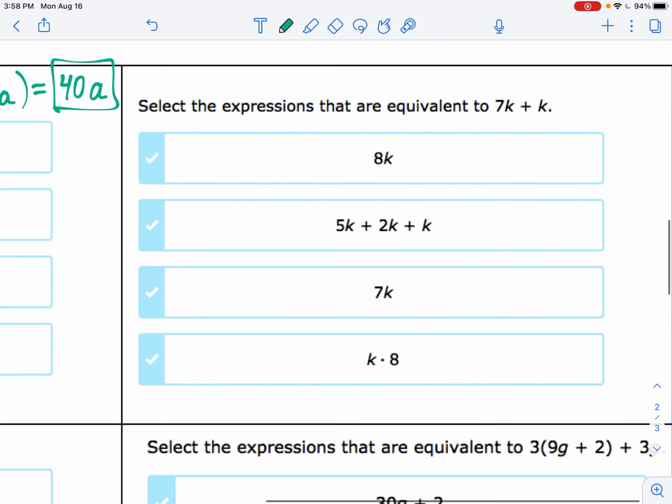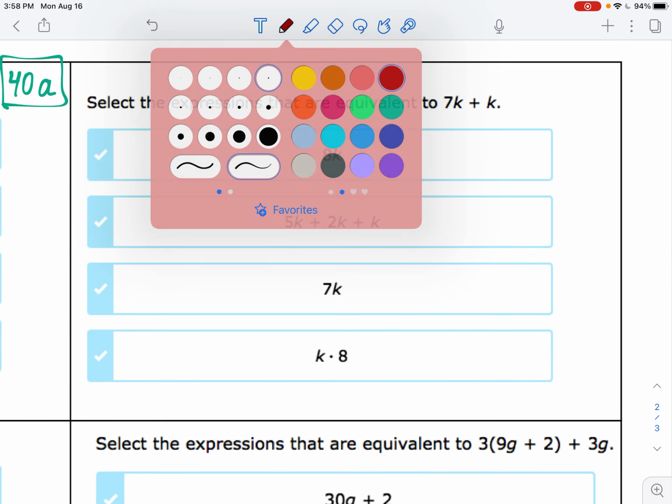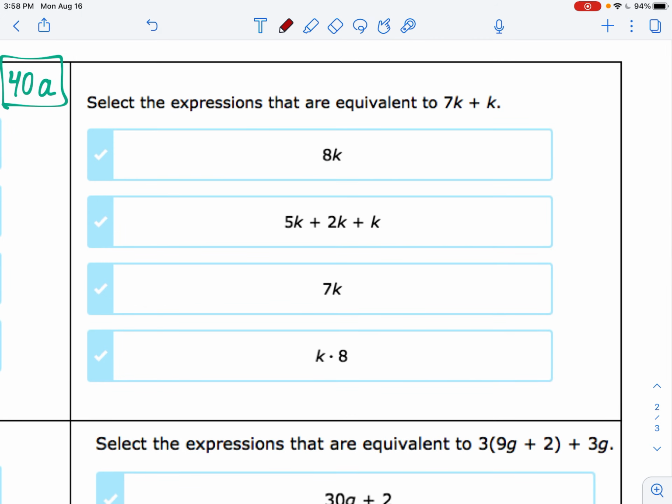Now, let's move along to the next one. Notice this looks a little different. There's check marks, but it's really the same idea. You're selecting the expression that's equivalent to 7k plus k. The thing is here, there could be more than one expression, right? Select the expressions, that's plural. It doesn't mean that there has to be, but we want to look at every single one of these options now and see, okay, are these equivalent?